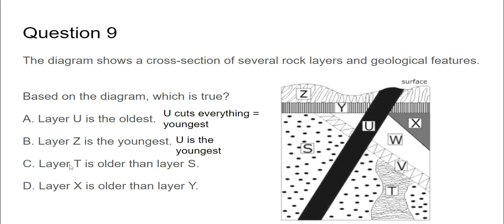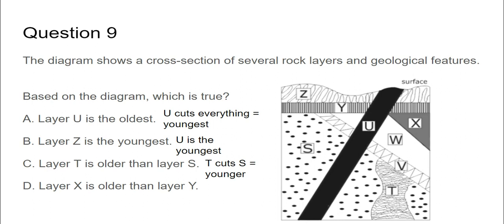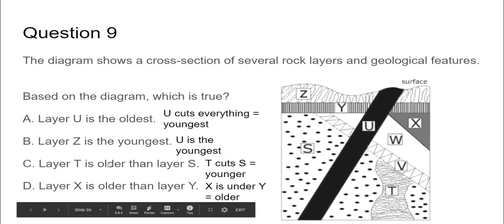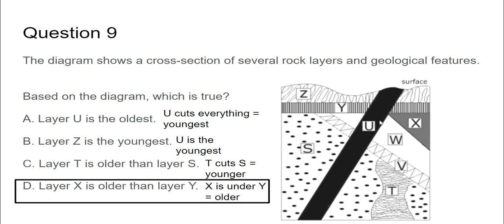So that's wrong. T is older than S. Let's see here. We've got T because S has got the polka dots, and then T, and then S some more. So that means that T is cutting across S. And so T must be younger. And this is saying older, so that doesn't work. X and Y, X is directly underneath Y. So this is very straightforward to me. X is underneath it, Y is on top. That means Y is younger. That is the law of superposition. That is the solution to the problem. X is older than Y, period.